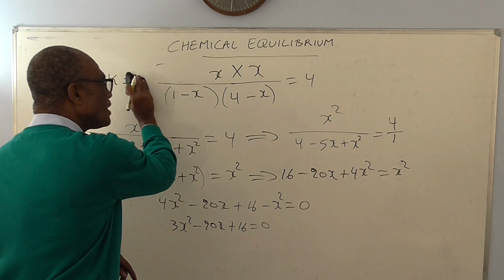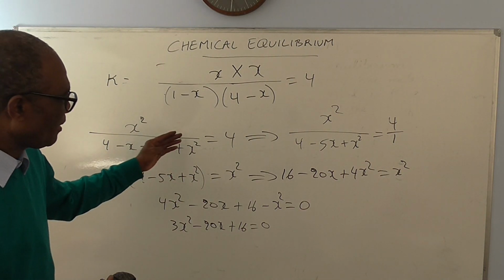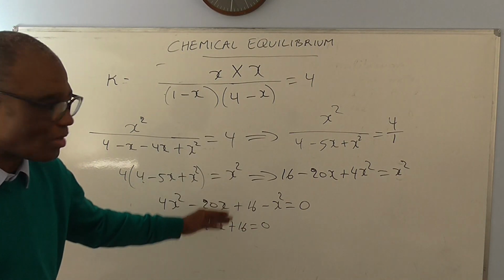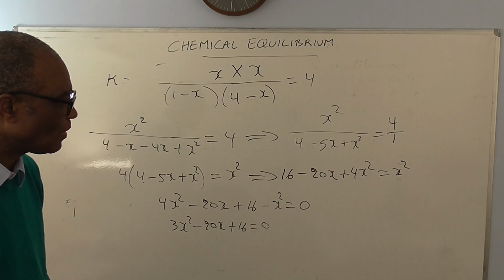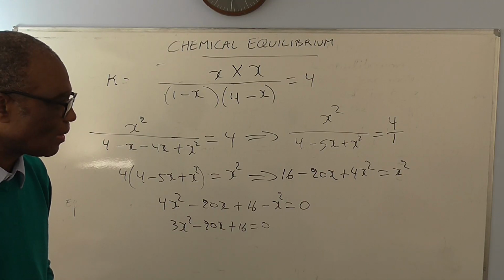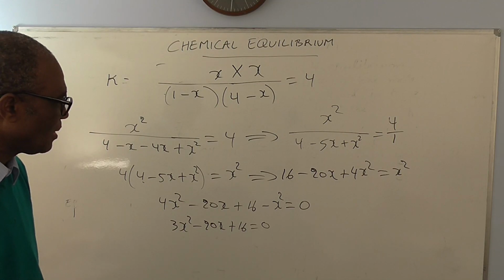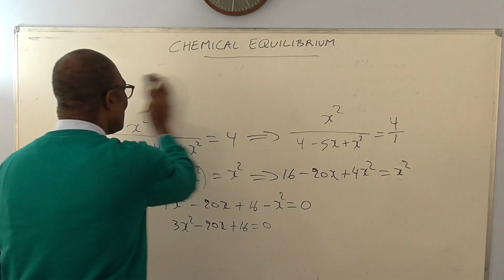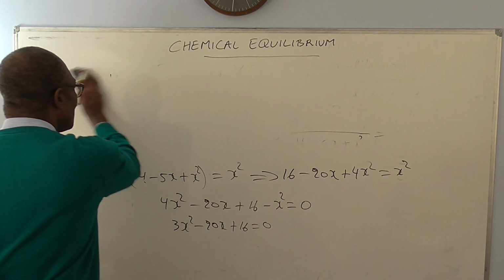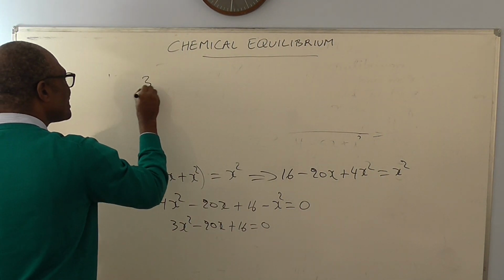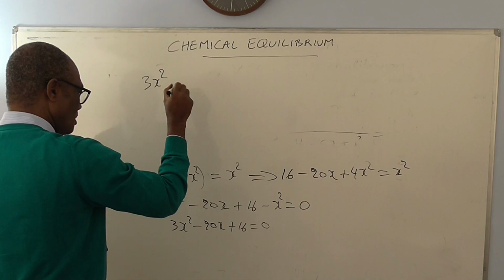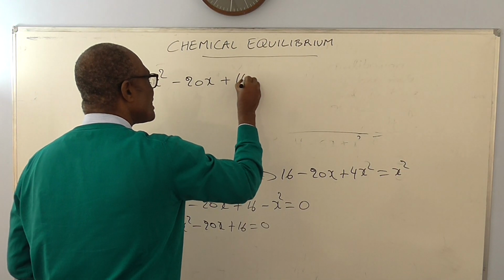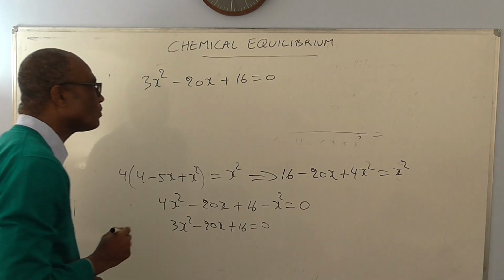I need to get a space here. I hope that you understood the steps that we have so far. Okay, now I write 3x squared minus 20x plus 16 is equal to 0.